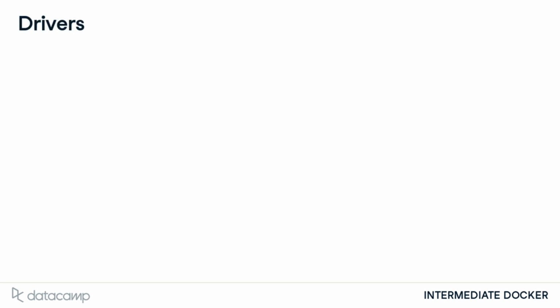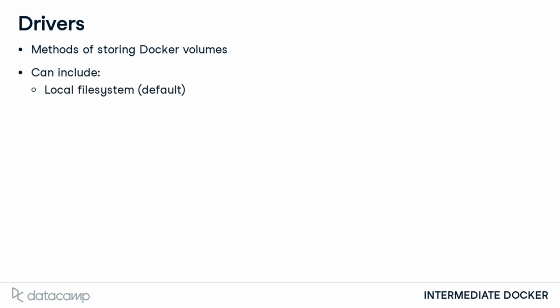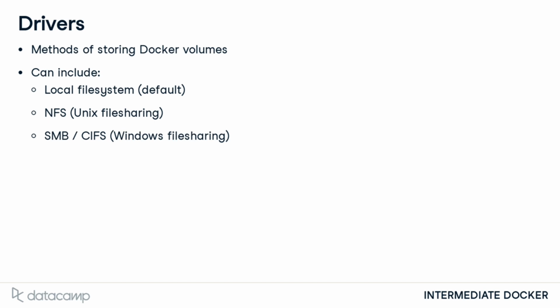For the last part of this video, we'll discuss the Docker volume drivers. Drivers are simply methods of storing Docker volumes. These can include various methods, but typically it's a local file system, which is the default. There are countless other drivers, but two very common ones are NFS or Unix file sharing. Another common option is using SMB or CIFS for Windows file sharing. Other drivers include options for remote systems, backup devices, and so forth.